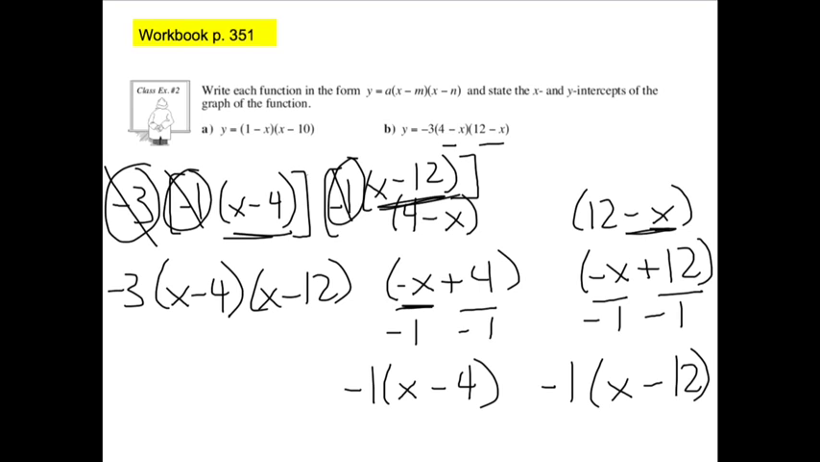Our x-intercepts are going to be 4 and 12. And our y-intercept, that's going to be -3 times 4, which is -12. -12 times 12 is going to be -144.